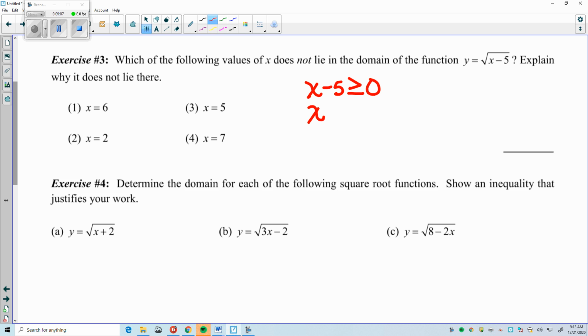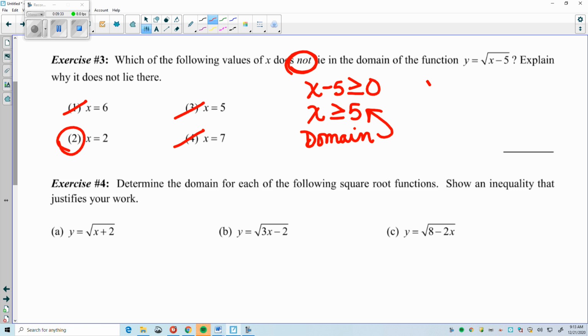So if we solve and add over the 5, that means the domain would have to say x has to be greater than or equal to 5. If we want something that does not lie in the domain, I want something that is not greater than or equal to 5. This is greater than, this is equal to, this is greater than, so 2 is the only value that's not going to work. If you plug that in, you're going to see 2 minus 5, well, that's going to get you a -3, and you can't have a negative under the radical. Okay, so finding our values there.